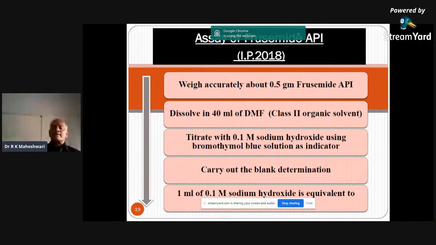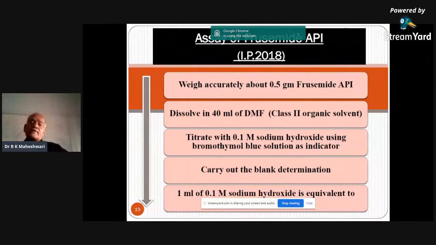Okay, so what we are seeing here is that dimethyl formamide is a class 2 organic solvent, which is harmful for human beings. Now you may ask why it is harmful and how it is harmful. Since it is volatile, it goes into your body during titrations and all that. Okay, so if we can replace dimethyl formamide by any suitable safe method, then it is better to replace dimethyl formamide.